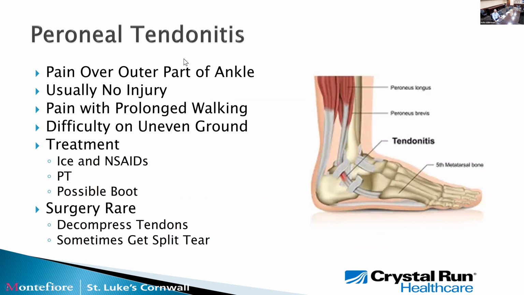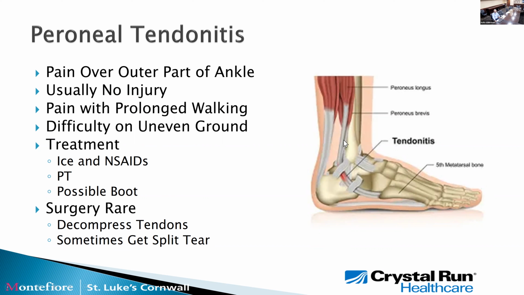Next condition we're going to talk about is peroneal tendonitis. So there's two main peroneal tendons on the outer part of your foot and ankle. And these come down, they hook around the bottom of the fibula. One of them attaches on the outer part of the foot, one of them attaches across underneath on the inner part of the foot. And these help provide stability to the ankle on uneven ground.